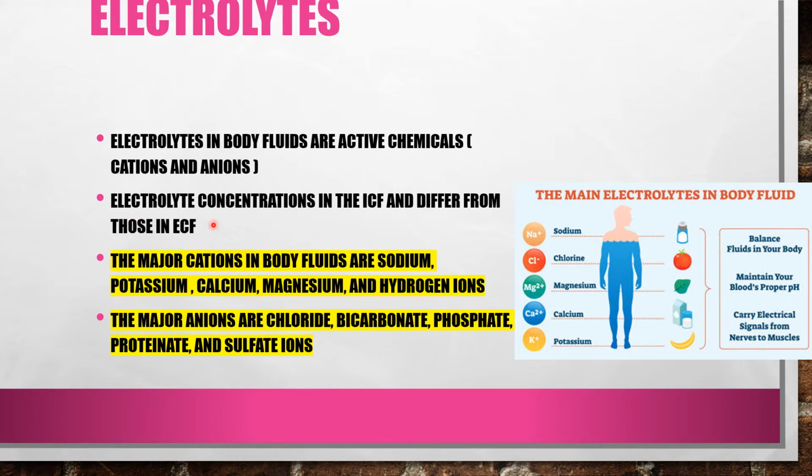The electrolyte concentration in ICF differs from that in ECF. What are the major cations in our body? Sodium, potassium, calcium, magnesium, and hydrogen ions. And the anions? Chloride, bicarbonate, phosphate, proteins, and sulfate ions. These cations and anions produce chemical charges to stimulate our body to function properly.